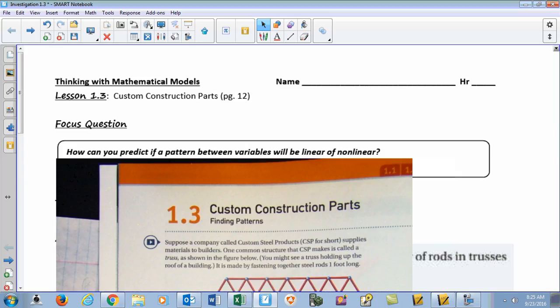So in investigation 1, we found stuff that was linear, right? In investigation 1.2, or what we did yesterday with inverse variation, we found stuff that was nonlinear, right? So we're going to see how we can figure that out today by testing a few things.